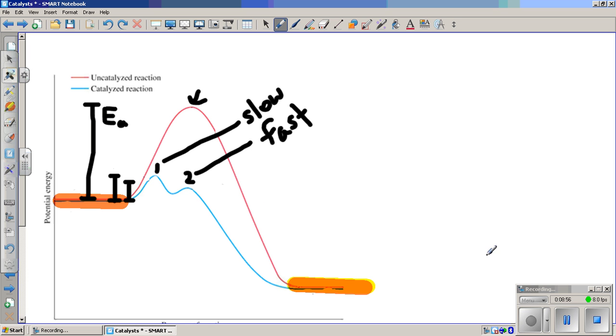If you're not sure about any part of this, make sure you rewind it, go back, take a look at it before you go on and work on the homework.